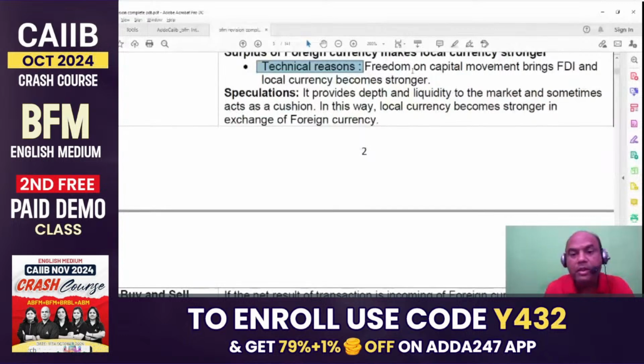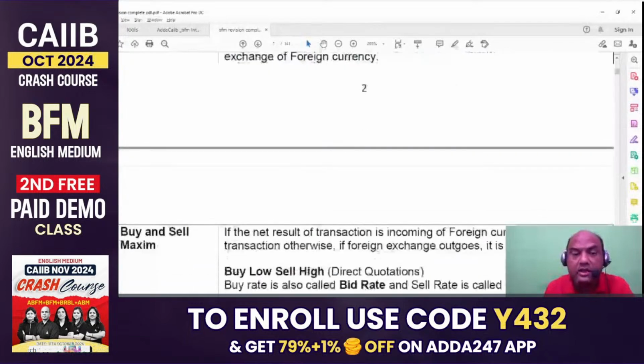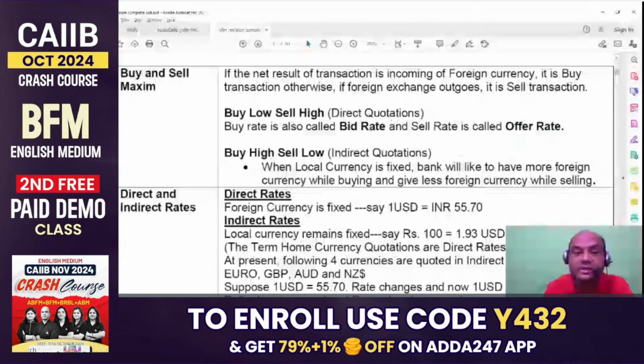Freedom on capital movement brings FDI and the local currency becomes stronger. Freedom in capital movement means that if your rules and regulations are such that money can flow in and out of the country very fast, then there will be more movement in the capital. More funds will flow into your country. Same thing is happening in our country also. We have made the laws regarding forex very liberal, very easy.